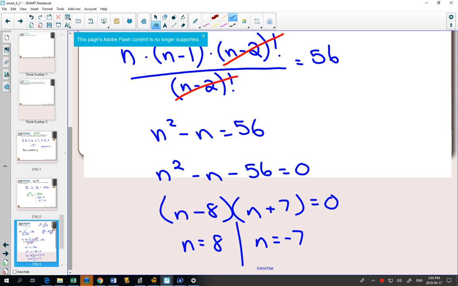Now, for factorials, we can only have factorials. Our definition only worked when n was a positive number or 0. So we would have to then also go and say, this one's not possible. We can't have negative factorials. So the only answer is n equals 8.